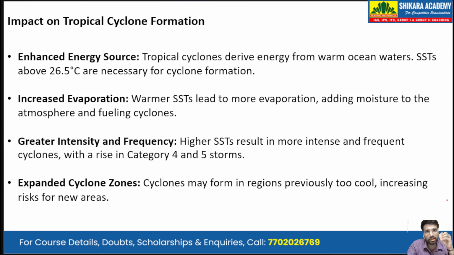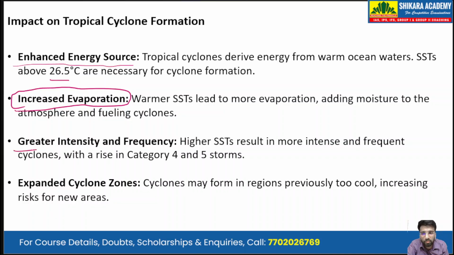Now, what is the impact of this sea surface temperature rise on the tropical cyclone formation? It gives the enhanced energy source. A tropical cyclone derives its energy from the warm ocean water. So sea surface temperature above 26 or 27 degrees Celsius is necessary for the cyclone formation. Then it increases the evaporation. Warmer SSTs lead to more evaporation, adding moisture to the atmosphere and fueling cyclones. Because of the higher ocean surface temperature, it leads to more evaporation of water, and that evaporation provides more moisture, and thus further fuels the intensity of the cyclone.